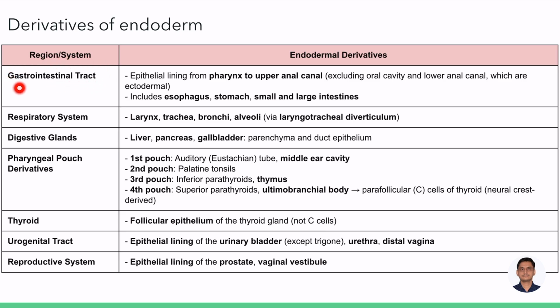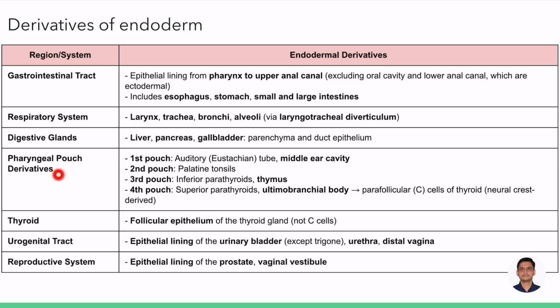In the GIT, gastrointestinal tract, it forms the epithelial lining from the pharynx to the upper anal canal, excluding the oral cavity and lower anal canal, which are ectodermal. In the respiratory tract, it forms the larynx, trachea, bronchi, alveoli via the laryngotracheal diverticulum. In digestive glands, it forms the liver, pancreas, gallbladder.